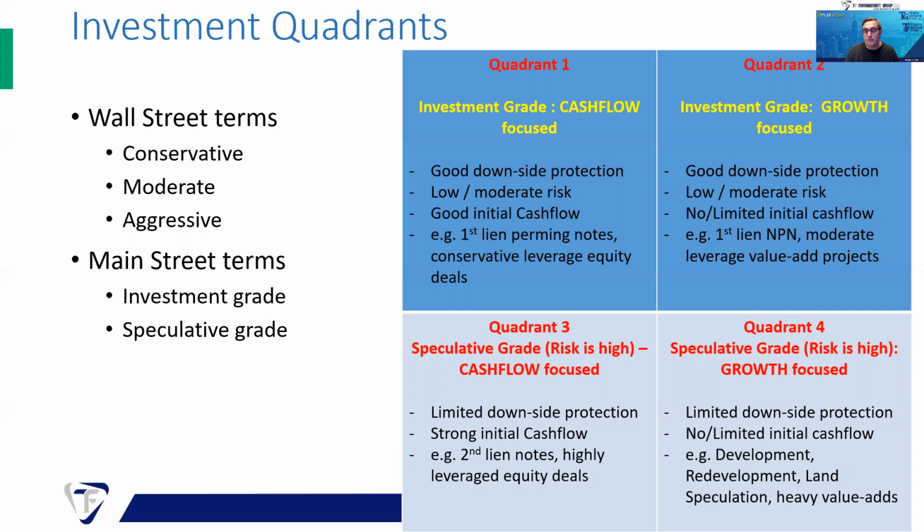And then quadrant 4 is no cash flow, growth type of deals. Typically these deals are speculative in nature. So what falls into quadrant 4? Your development, your redevelopment, your land speculation, and heavy value-add projects. This is the foundation I just wanted to cover so that we can jump into some of the COVID-specific risks and how to adjust for them.